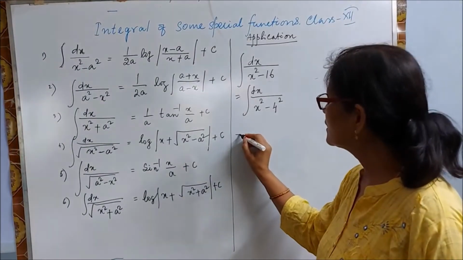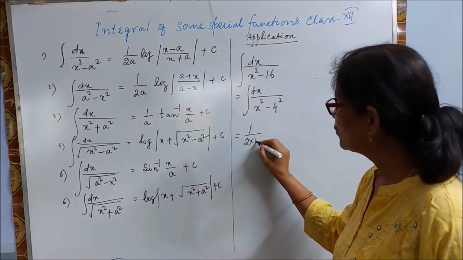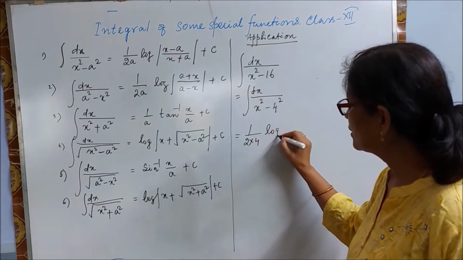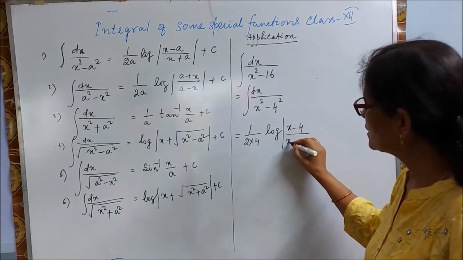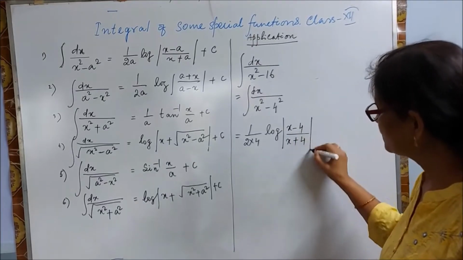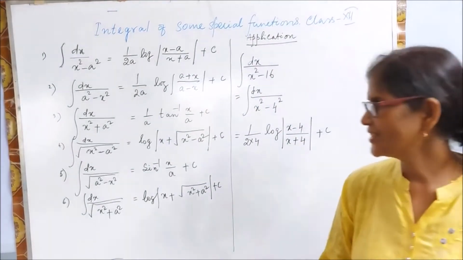So what is the answer? The answer will be 1 by 2a, that is 1 by 2 into 4, log of (x minus 4) by (x plus 4), plus c. So this is the answer to this question.